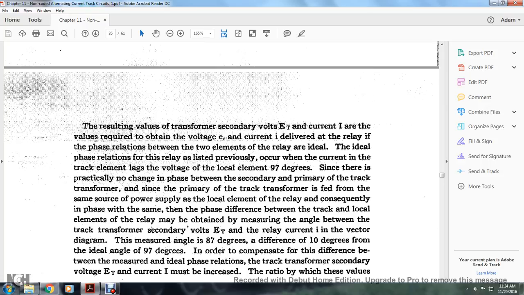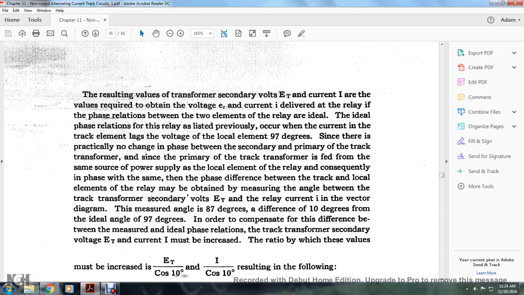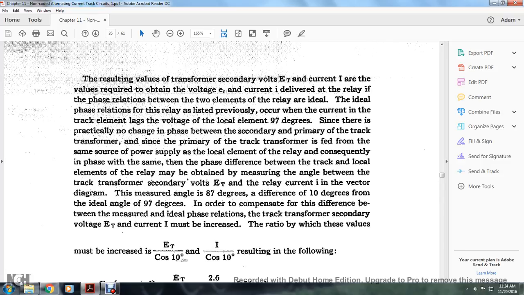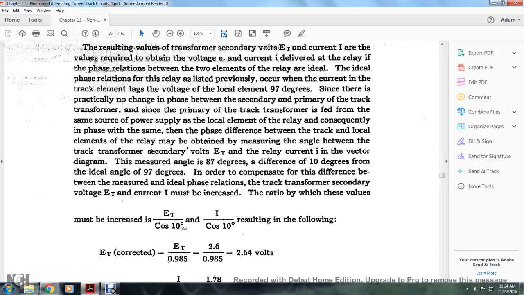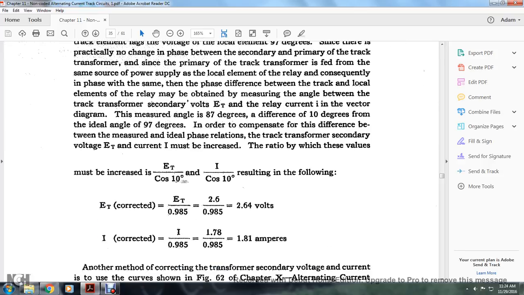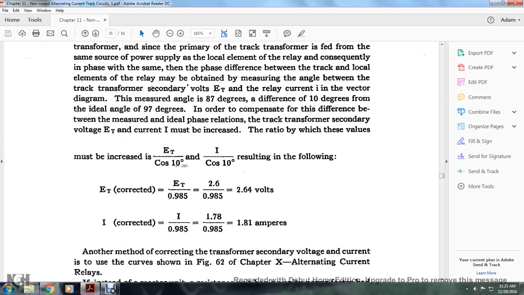The phase difference between the track and local elements of the relay may be obtained by measuring the angle between the track transformer secondary voltage ET and the relay current I on the vector diagram. The measured angle is 87 degrees, a difference of 10 degrees from the ideal angle of 97 degrees. In order to compensate for the difference between the measured and ideal phase relation, the track transformer secondary voltage ET and the current I must be increased. The ratio by which these values must be increased is ET over cosine of 10 degrees and I over cosine of 10 degrees, resulting in a corrected ET of 2.64 volts and a corrected I of 1.81 amperes.